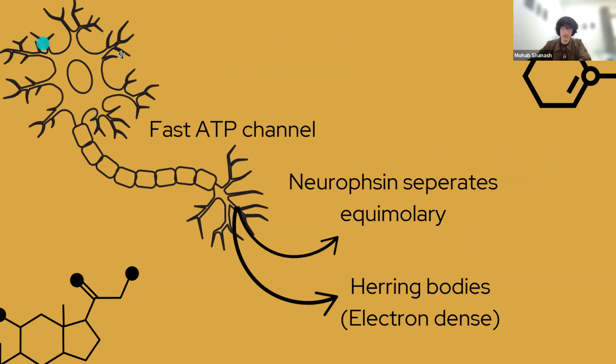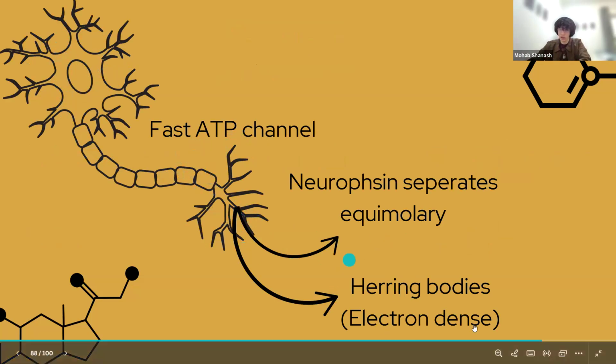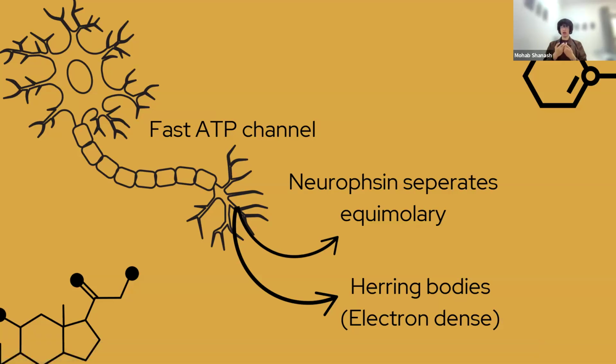Formed in the cell body are our hormones, ADH and oxytocin. They go down through the axon through fast ATP channels. Now, before it gets to something called your Herring bodies, the neurophysin and your nine amino acids, or your hormone, get separated. Okay, so they get separated equimolarly, or in equal amounts.